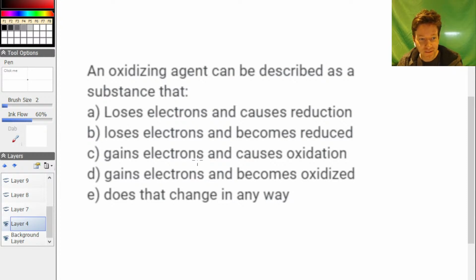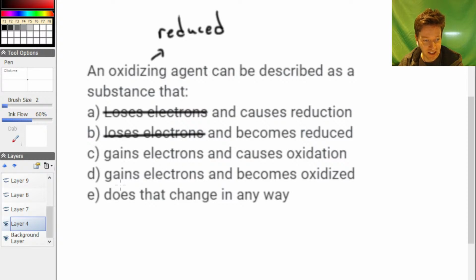All right, so our first question says an oxidizing agent can be described as a substance that loses electrons. Well, no, an oxidizing agent is reduced. An oxidizing agent is reduced. And if you're reduced, you gain electrons. So let's just get rid of these two options right away. And that last one, which is ridiculous. So we're already left with two options now.